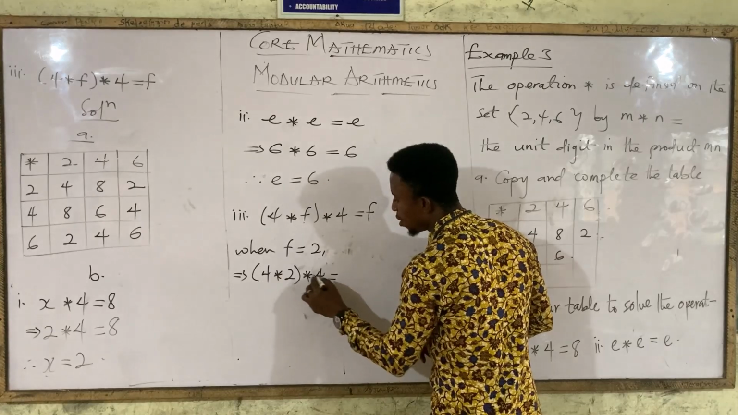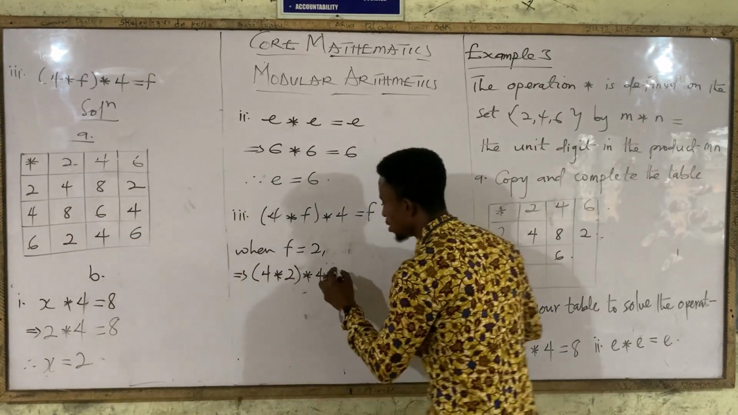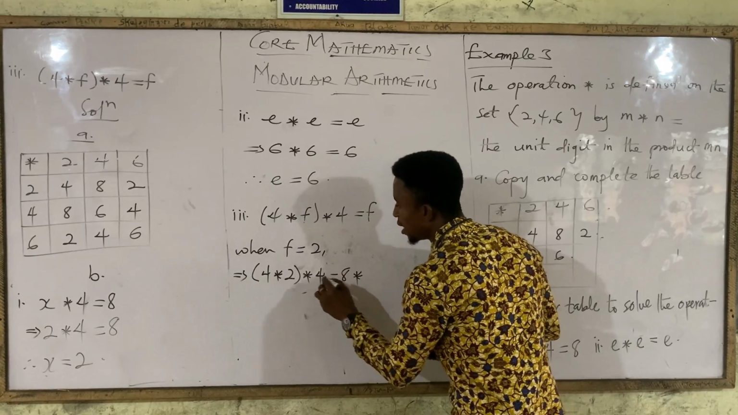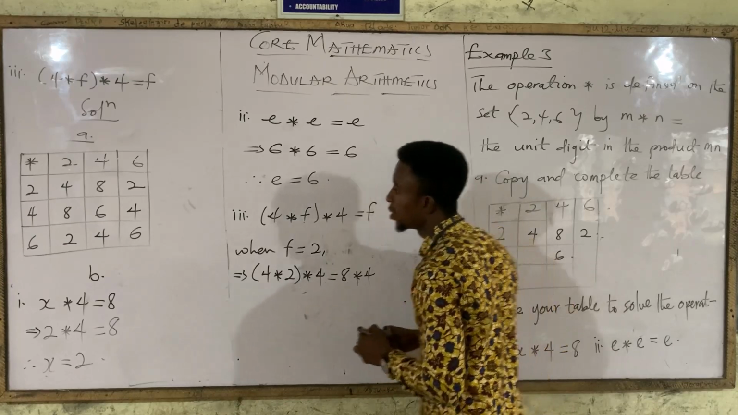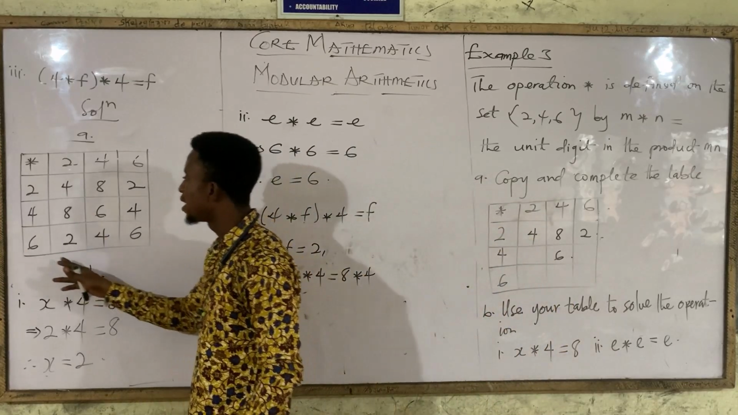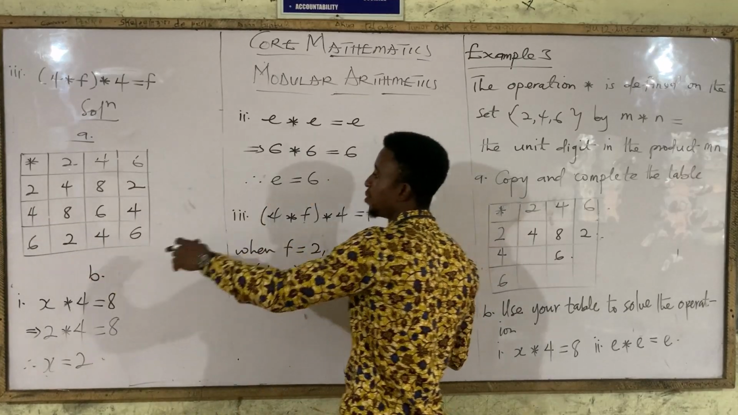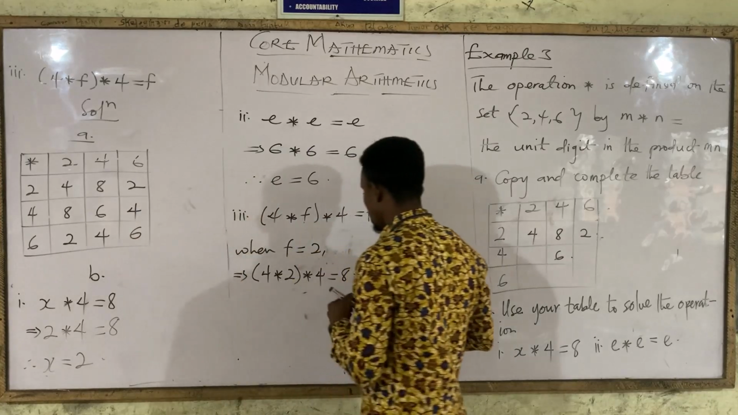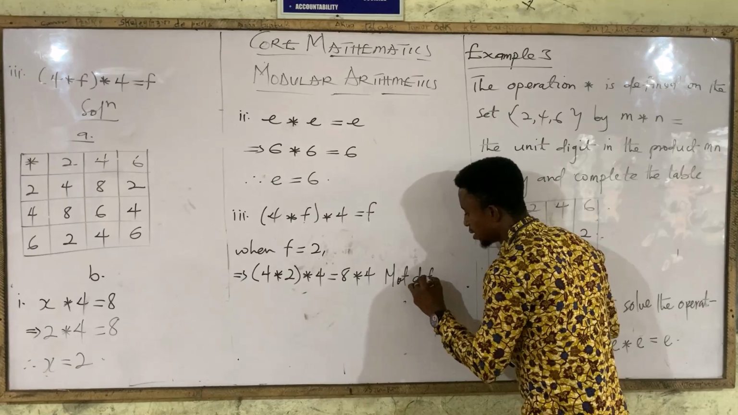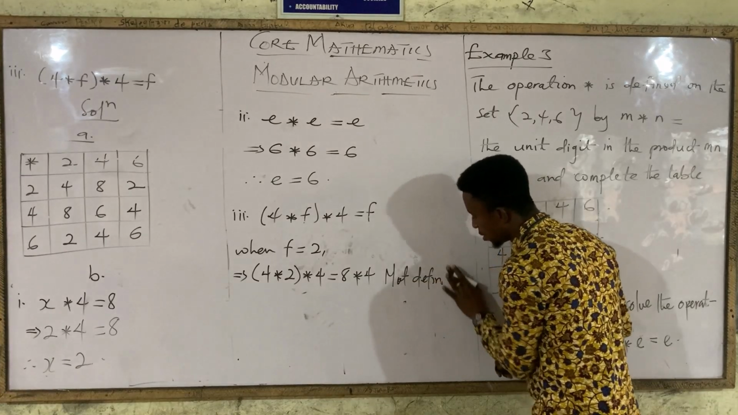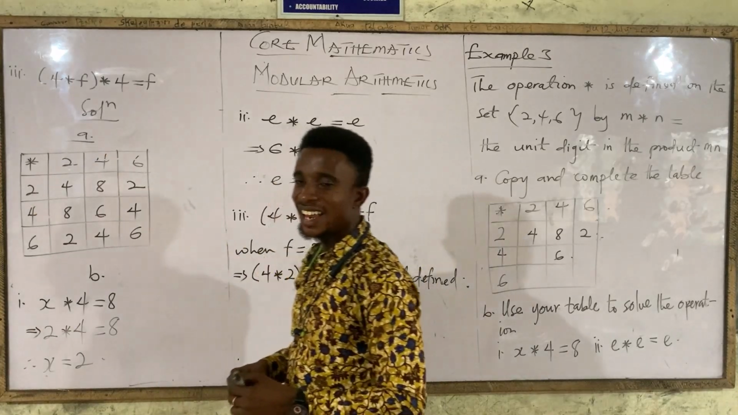So I will have 4 star 2. 4 star 2 is 8. So 8 star 4. Let's see. Are we having 8 inside here? We don't have 8 here, neither here. So what are we saying? This one is not defined, because this 8 is not part of the set. Are we getting that? Okay.